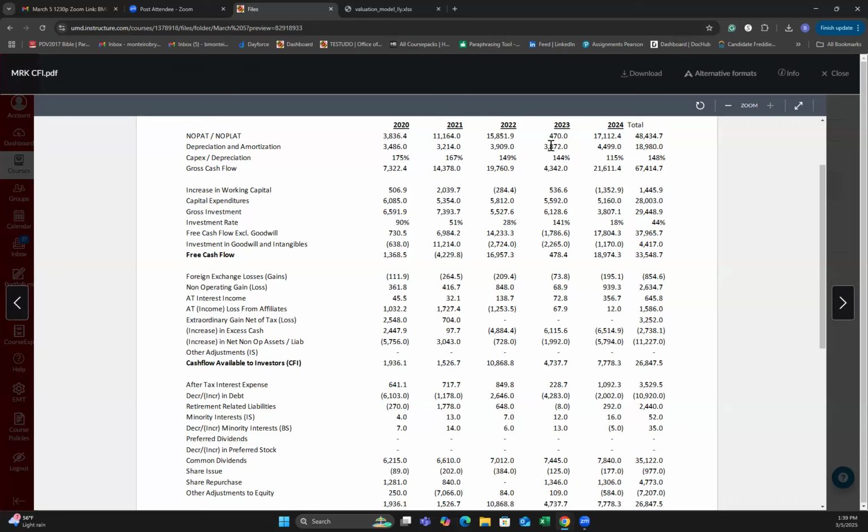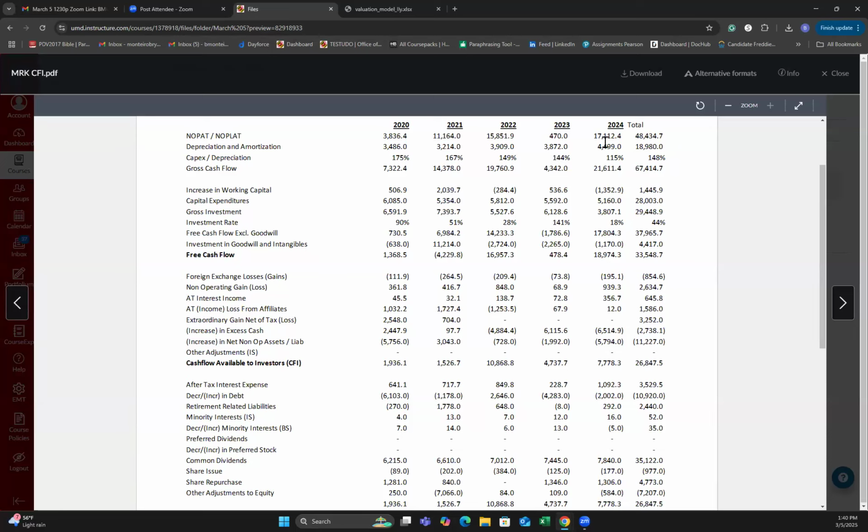Now, something that we wanted to point out here with Merck is that for the investment rate, every time the investment rate went down, their free cash flow went up, sorry, except from 2020 to 2021. Here you went from 90% to 51%. Free cash flow went down, but they also invested a lot in goodwill. For 23 to 24, we can see that the investment rate goes down from 141% to 18%, and that increase of free cash flow was also pushed by their NOPLAT.